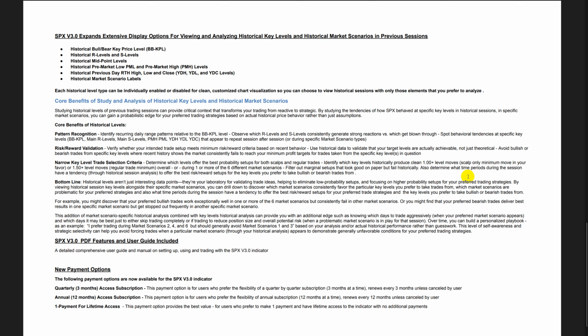Also helpful in determining what time periods during the session have a tendency, through the historical session analysis, to offer the best risk reward setups for the key levels you prefer to take bullish or bearish trades from.